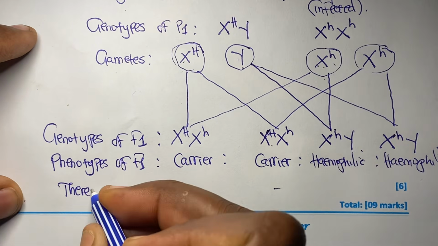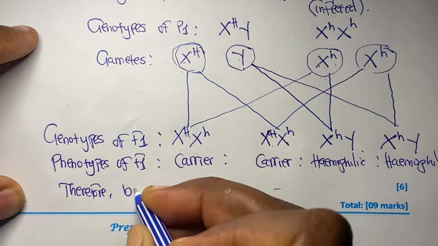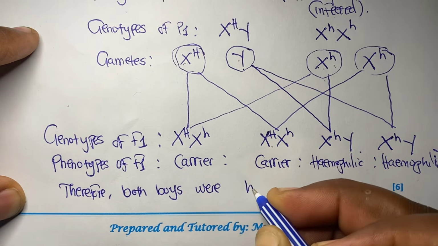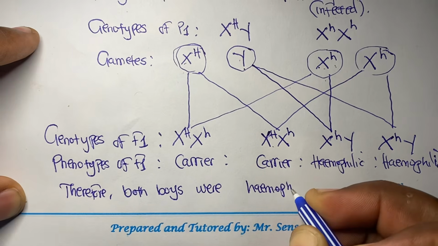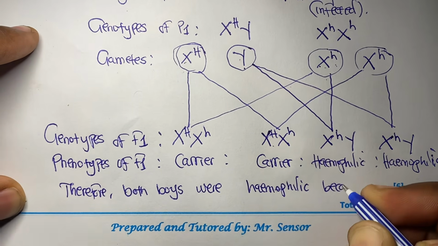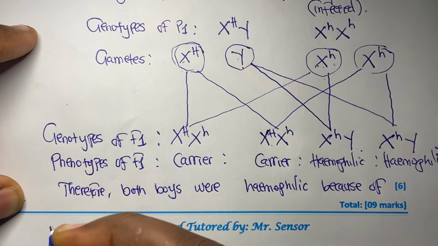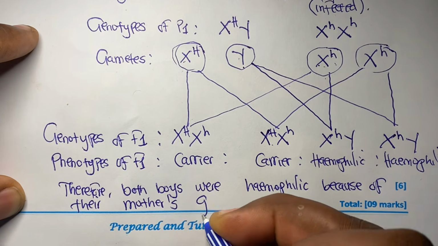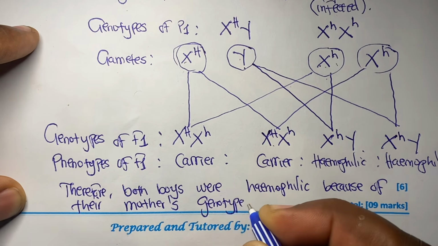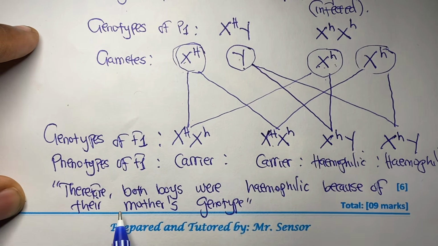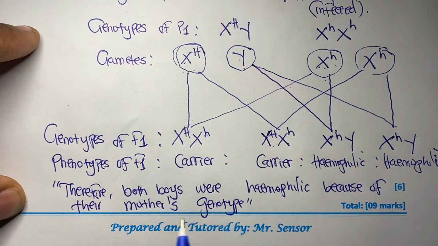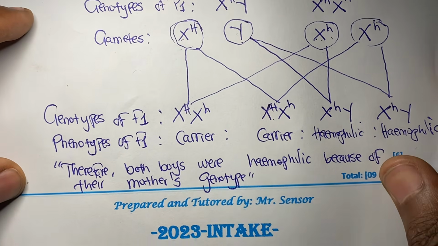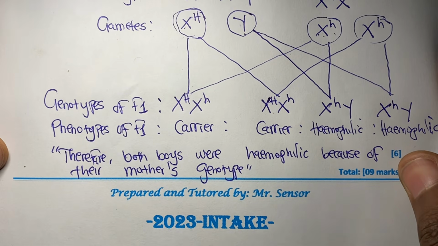So we're going to say therefore both boys were hemophiliac because of their mother's genotype. So I'm going to say therefore both boys were hemophilic because of their mother's genotype. And having done that, it simply means we've answered the question according to standard.